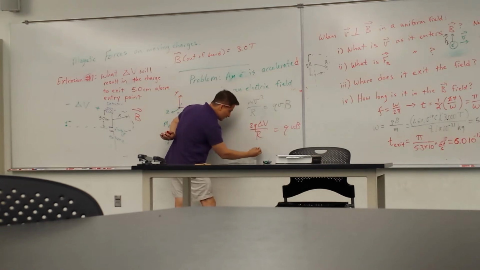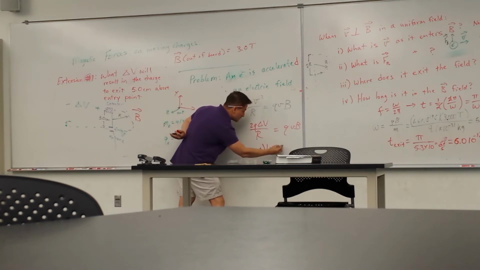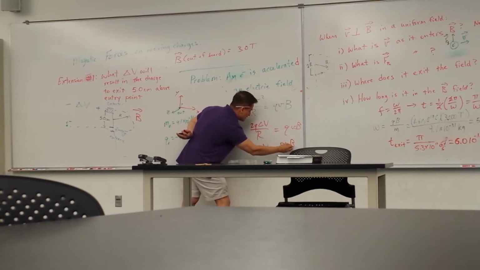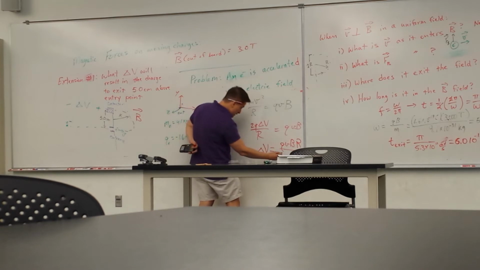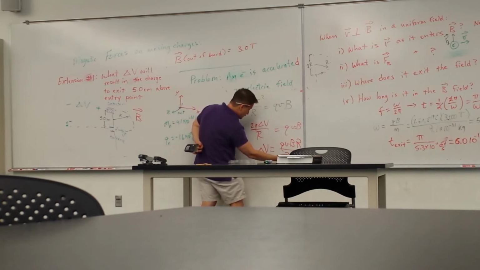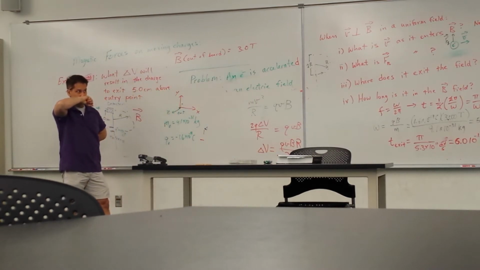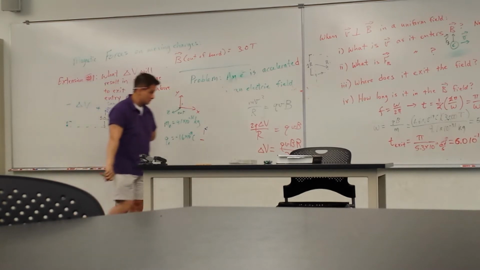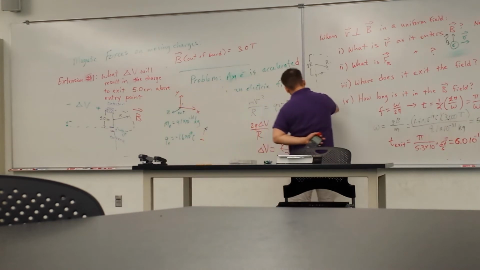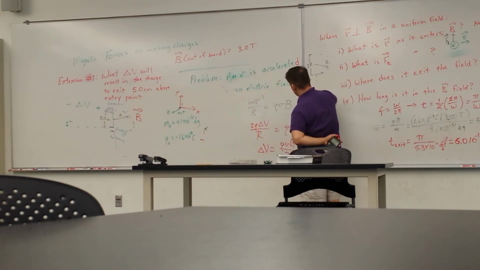And we want delta v. So delta v should correspond to qvB r divided by 2q. Yeah? So I don't know, there's a few different ways to approach this.